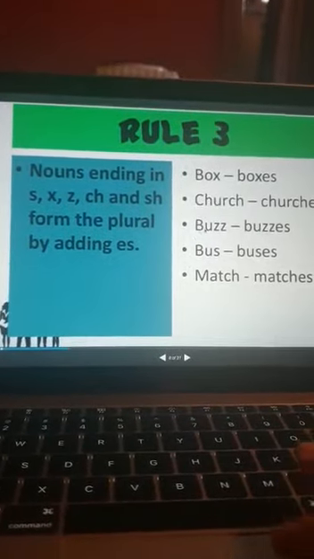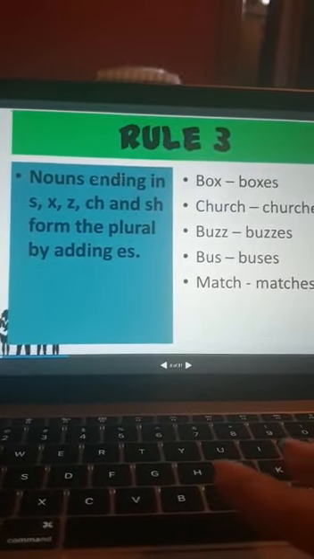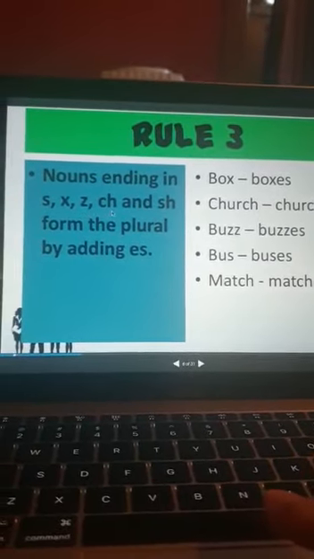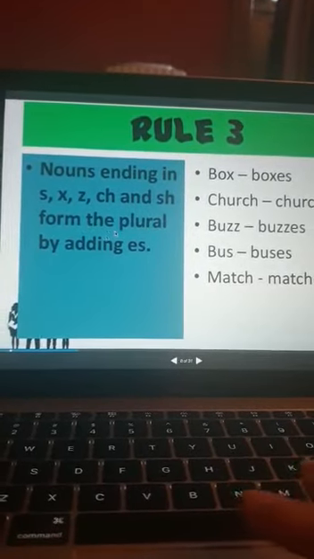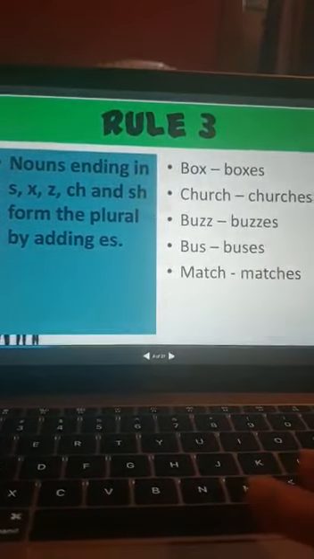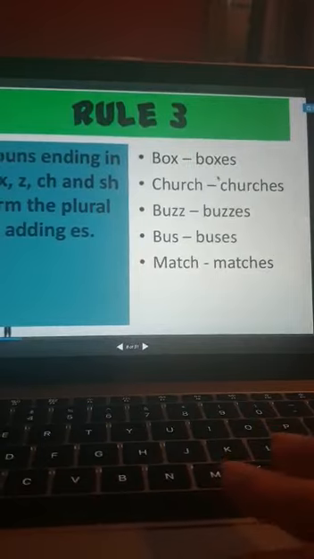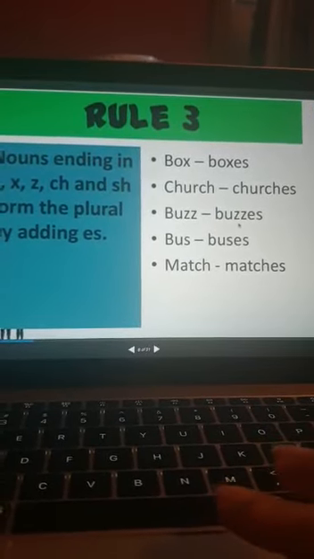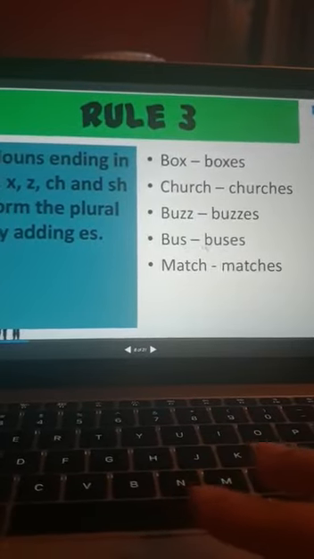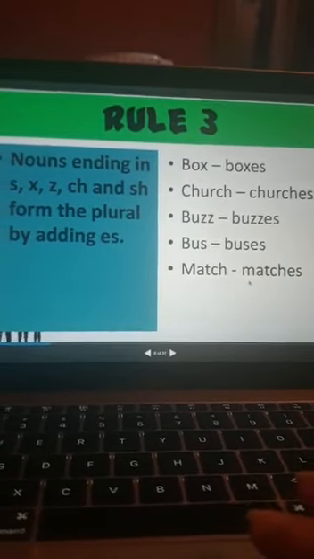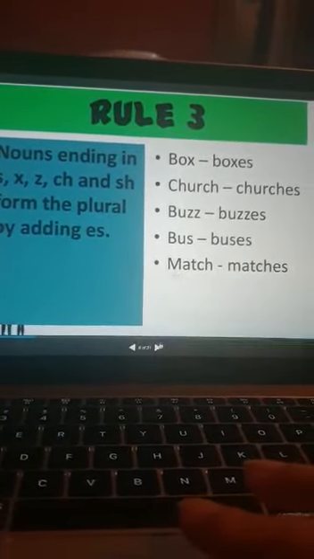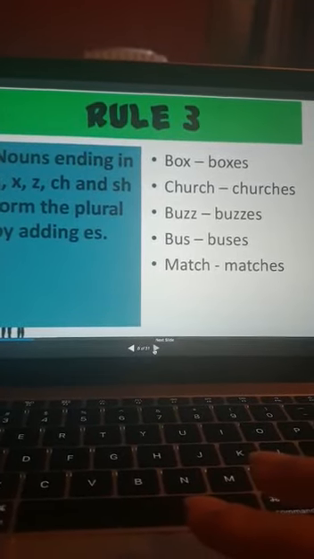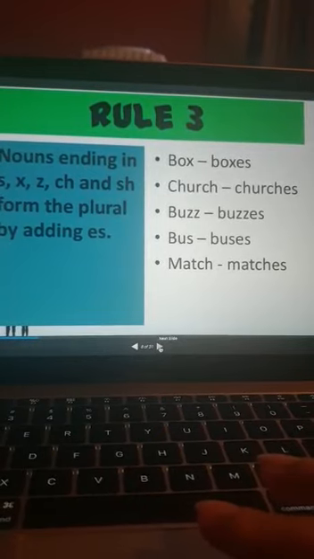Now rule 3. Nouns ending in s, x, z, ch, and sh form the plural by adding es. So box becomes boxes, church becomes churches, buzz becomes buzzes, bus becomes buses, match matches, and so on. Again, in this category also we have some exceptions where these rules are not followed.